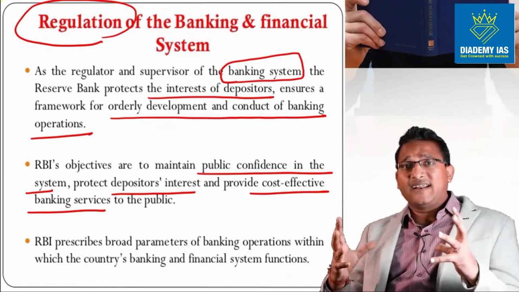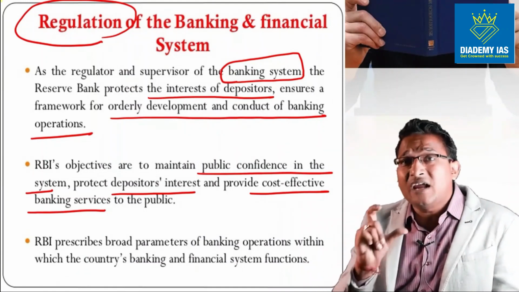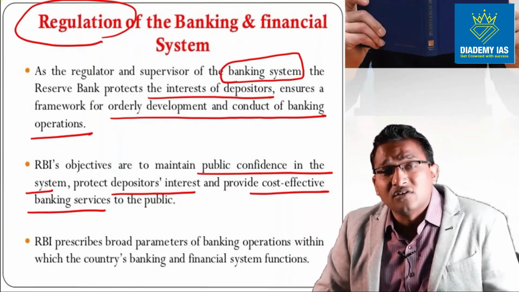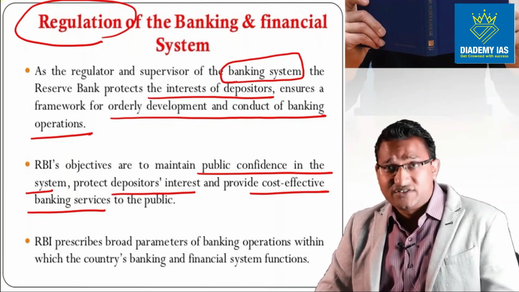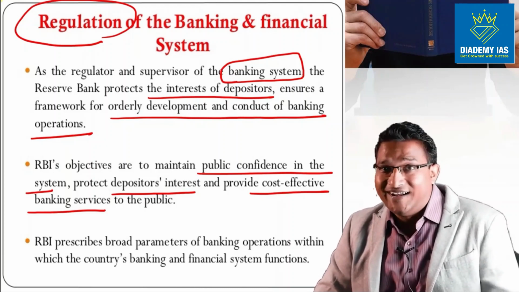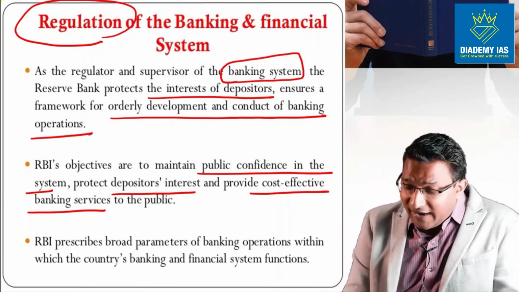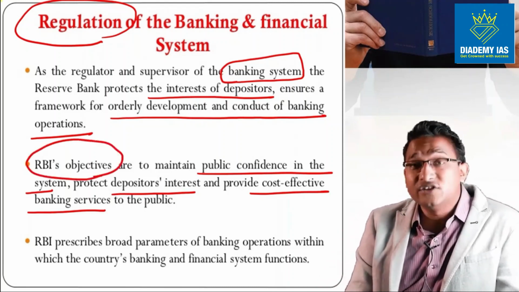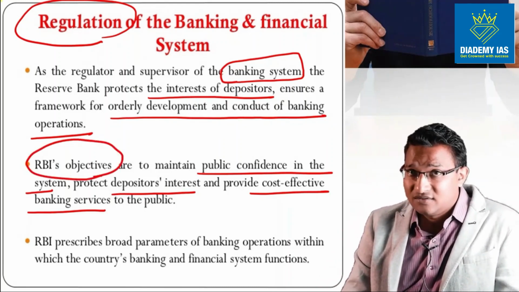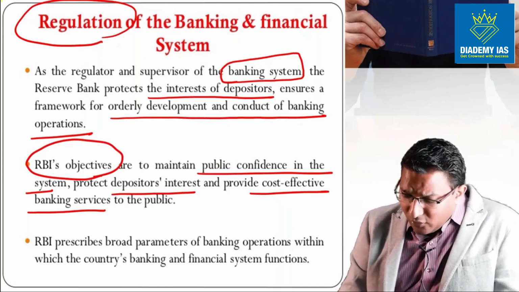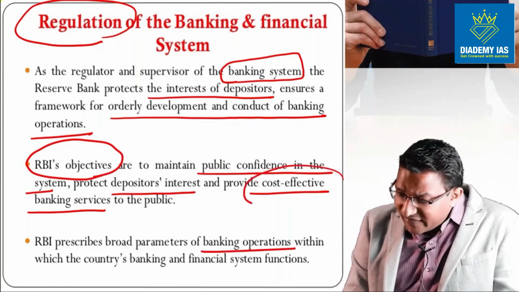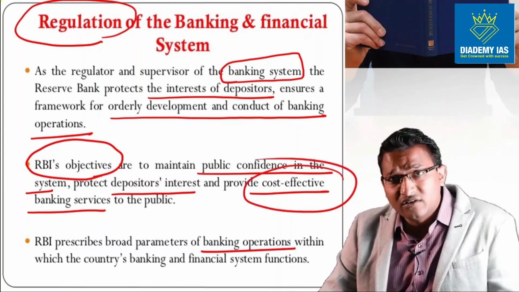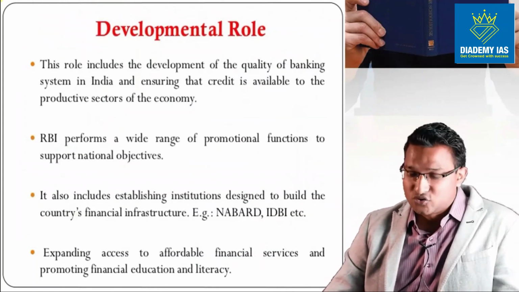So in 2008, the world faced the crisis, global financial crisis. At that time, India's financial system was credited with being one of the very trustworthy systems. In India, none of the bank failed. So that was possible only because of the RBI's strong vision and strong foundation given to the banking sector. Right? RBI also prescribes broad parameters of banking operations and cost-effective services. That is also very, very important under the role of financial inclusion.